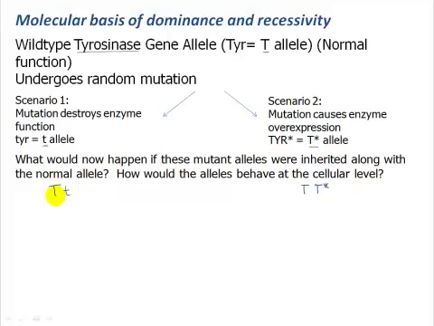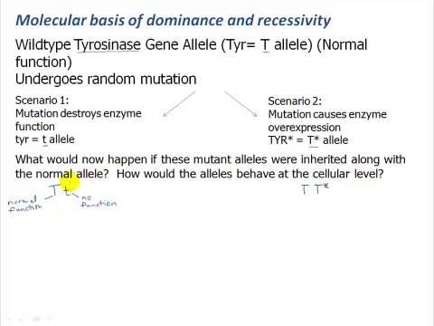Okay, so what predictions can we make? Well, let's think about this. This allele is the normal allele, right? It has normal function. It's carrying out its job. It's initiating the pigment production pathway as usual. It's converting tyrosine to one of the quinones, right? Kicking off this pigment synthesis pathway. Well, what is this allele encoding? Nothing. No function, right? It's doing nothing.